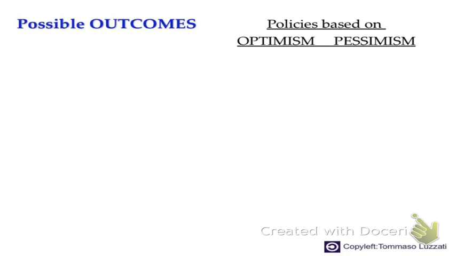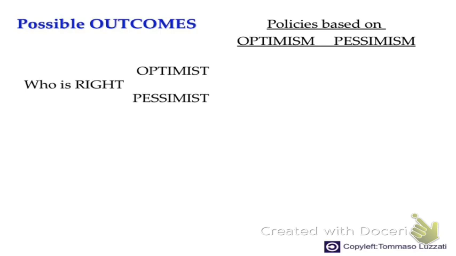I don't know. Okay? So if I'm optimist, I don't do anything. If I'm pessimist, I use a lot of resources, I make a lot of laws or whatever to contrast climate change. So I can do these two different policies: one very active for solving the problem, or another one not very active. So the issue is, who is right?